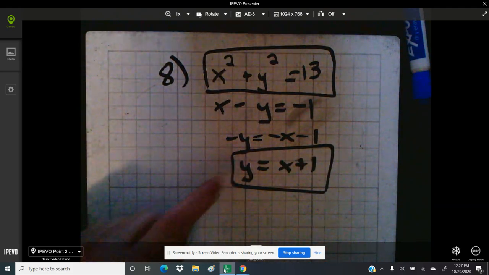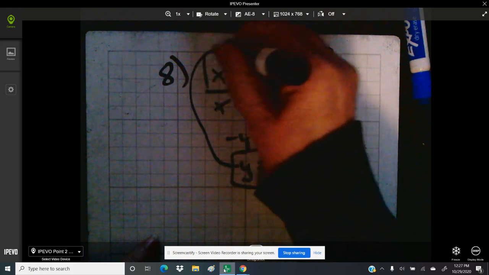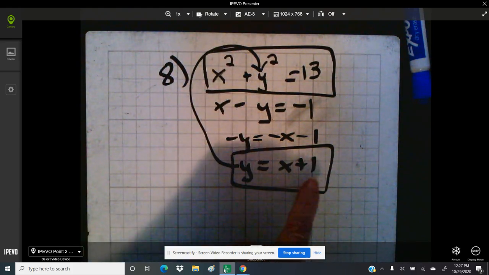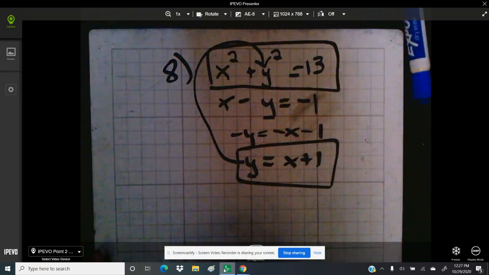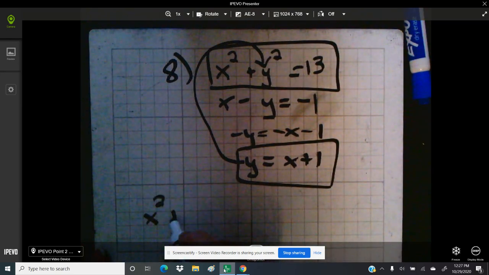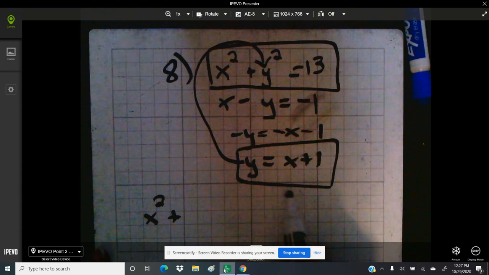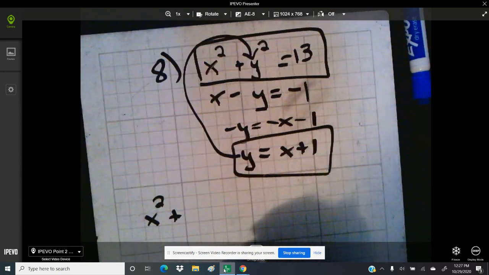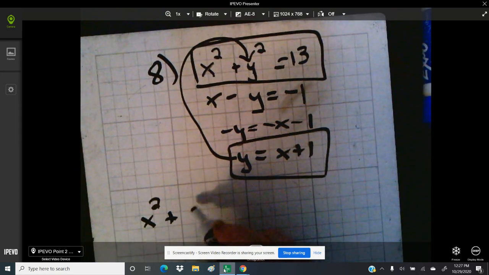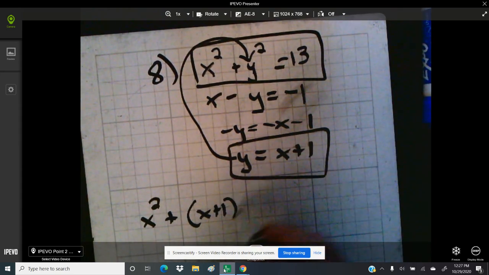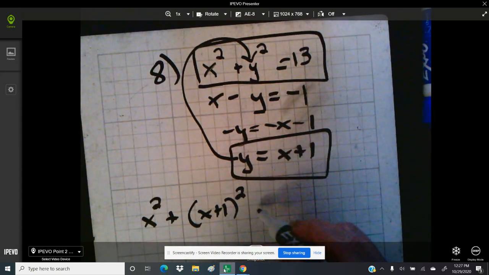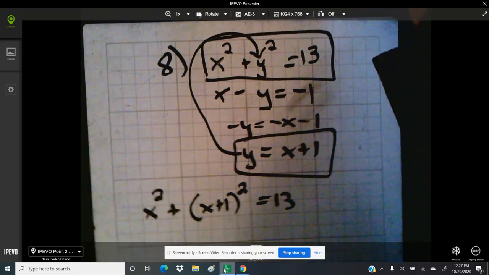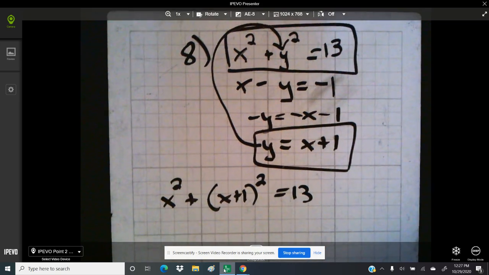So I'm going to take this equation and substitute it into this equation. Everywhere I see y in this equation, I'm going to put x plus 1 instead. So I'll start out with x squared plus, instead of y, I'm going to put x plus 1. But this is squared, so I have to square this value and set it equal to 13. Now I have one equation and one variable, so I can solve this.